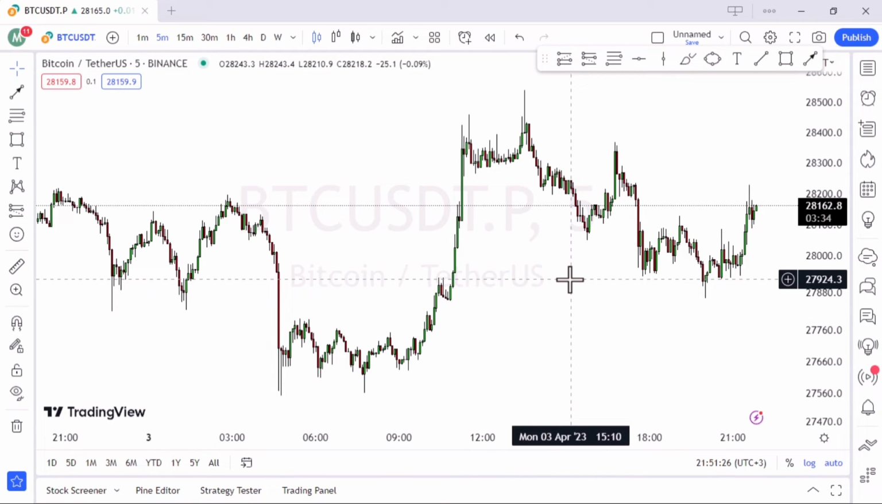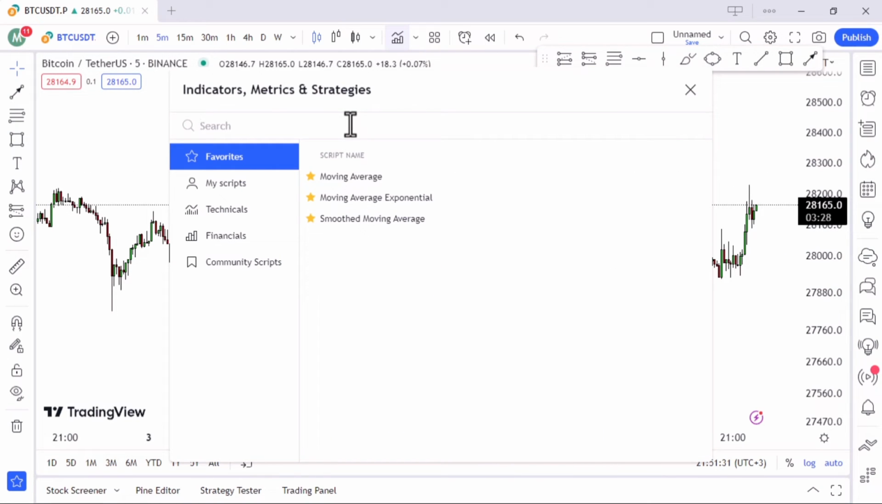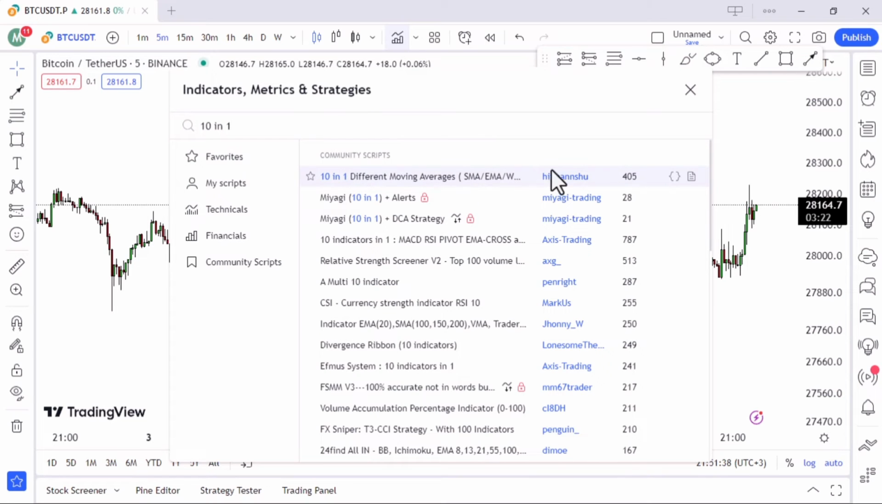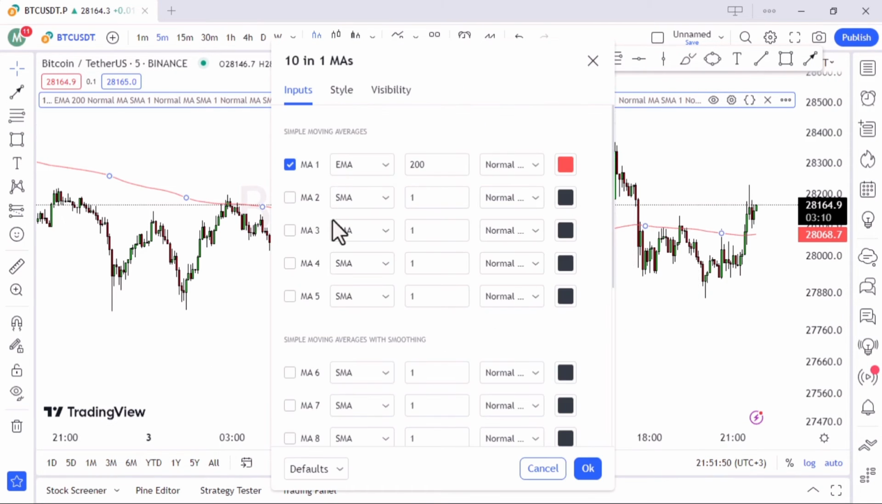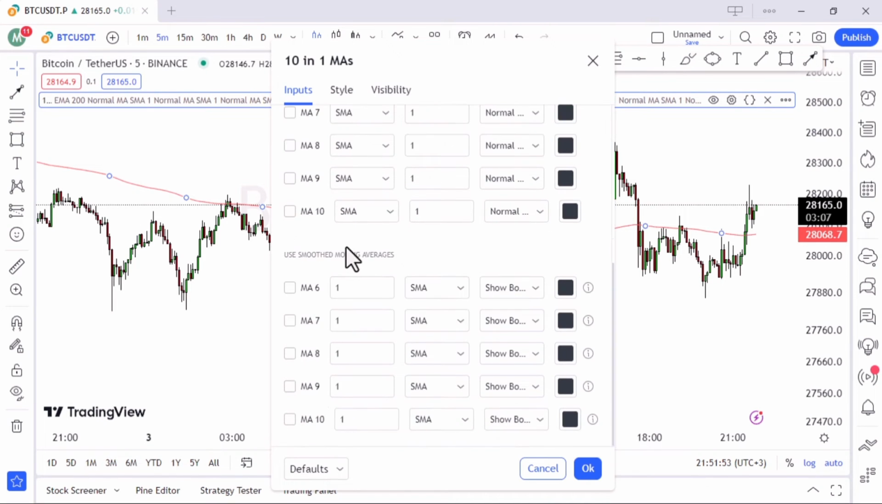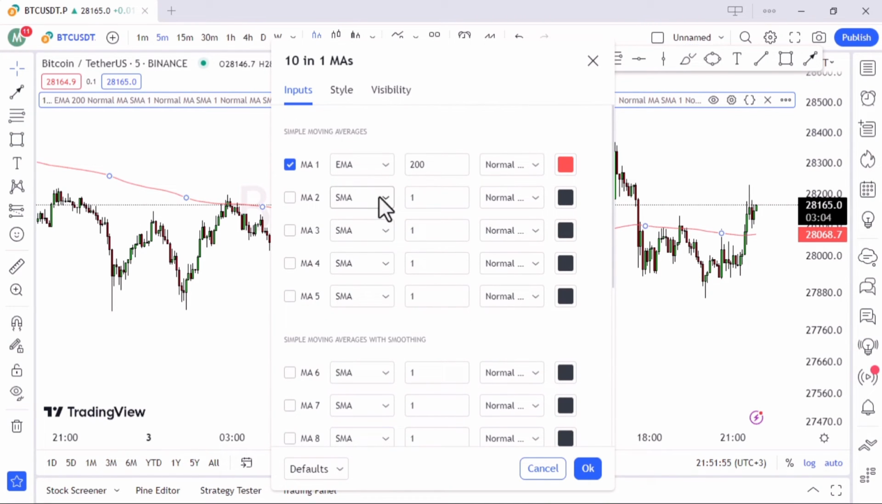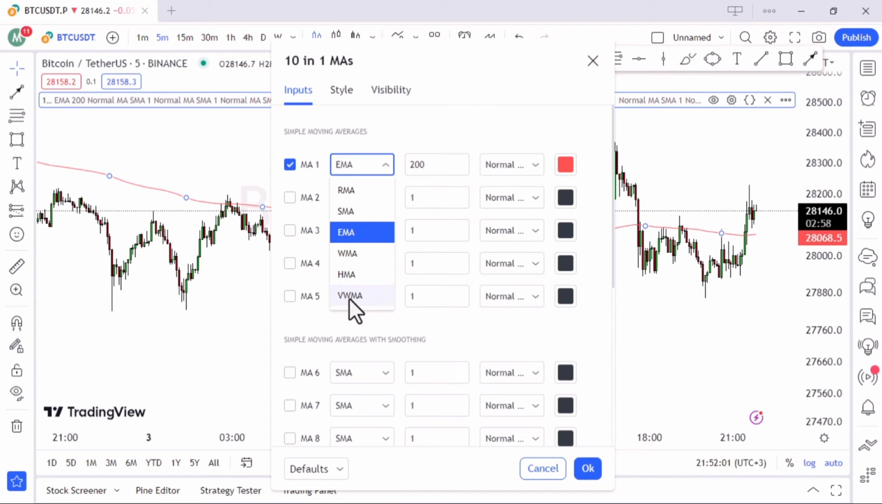You can just simply come here to the indicators section and type in "10 in 1". The first one which pops up, written by someone whose name is Himanshu, you can make it a favorite, click on it. And then when you go to the settings, you can see you can have various types of MAs, whether it's RMA, SMA, EMA, WMA, HMA, VWMA. In this case we only need EMA.